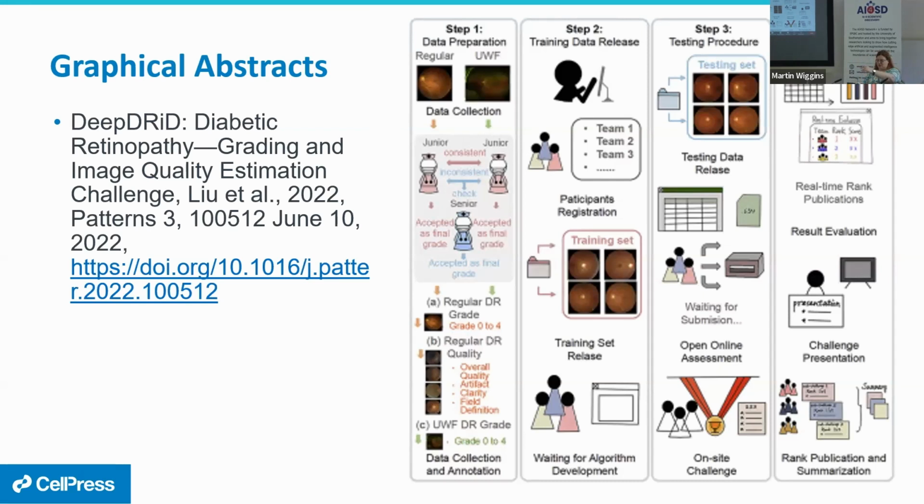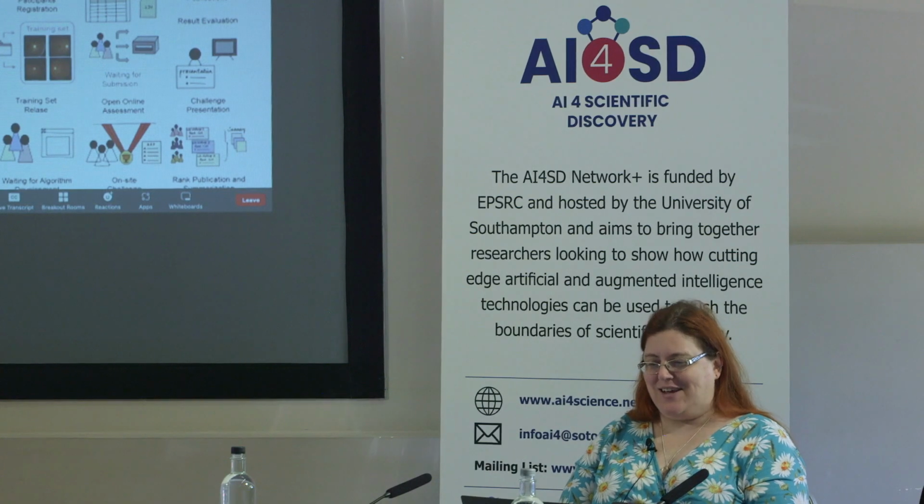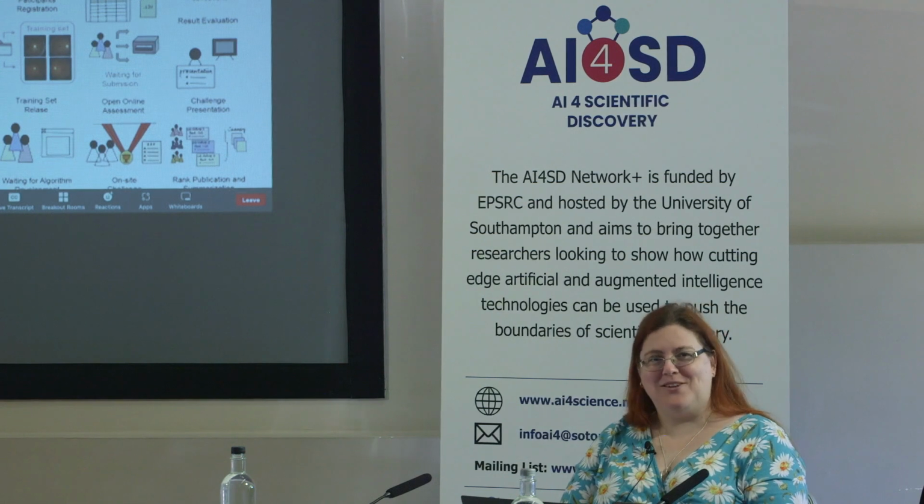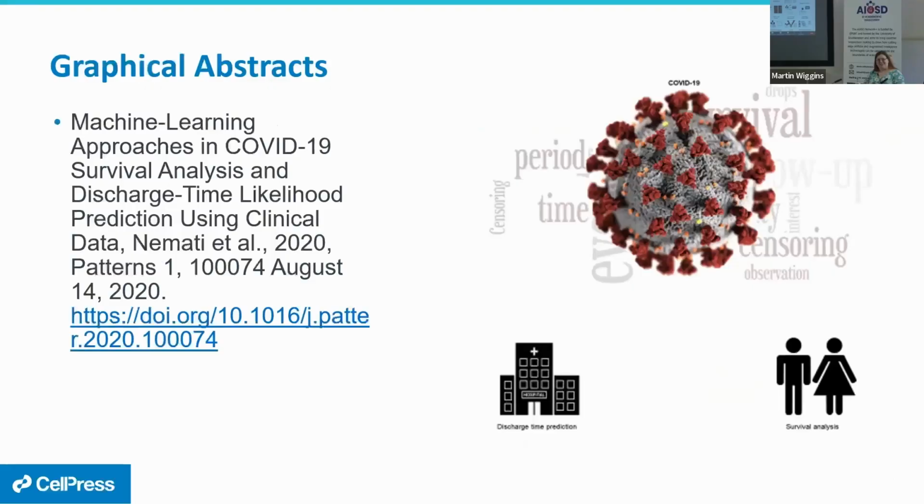So it's fairly easy to just zip down and see what's happening, okay? This, I think, is a good example of a graphical abstract. This, yes, is not quite such a good example of a graphical abstract, okay? The article was about machine learning approaches in COVID-19 survival analysis and discharge time likelihood prediction using clinical data. You do have bits of information in that graphical abstract.